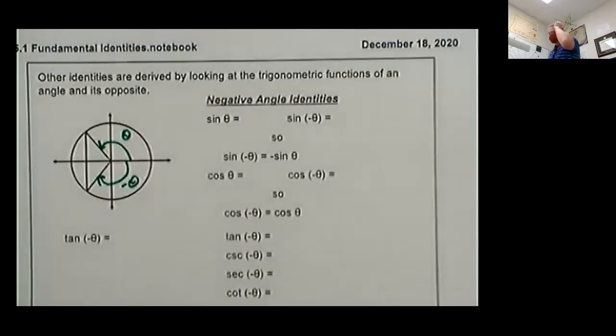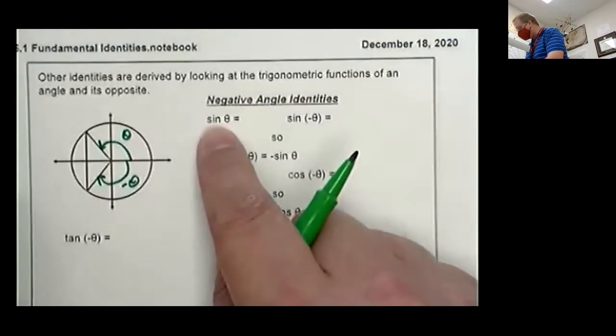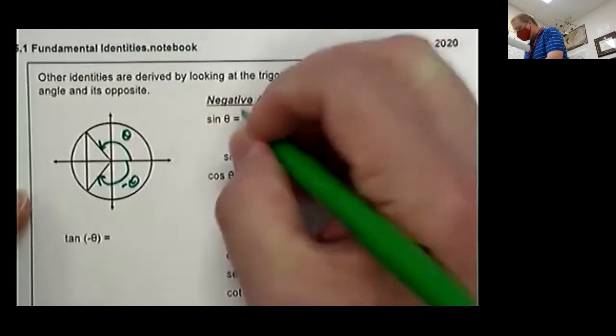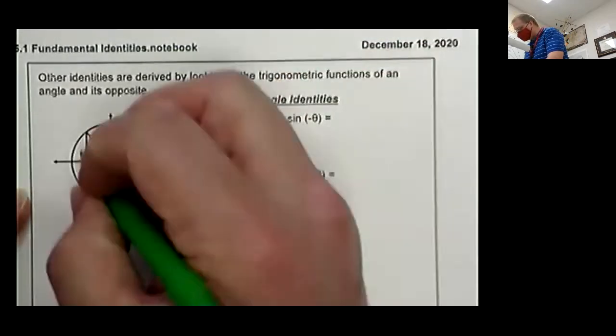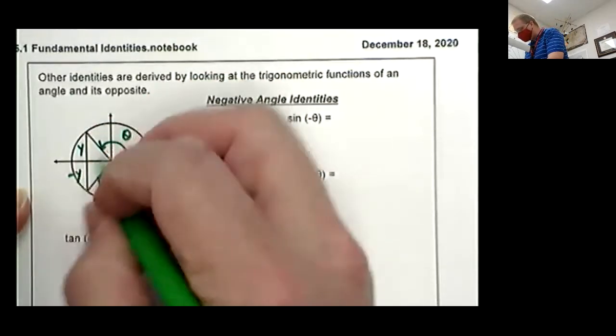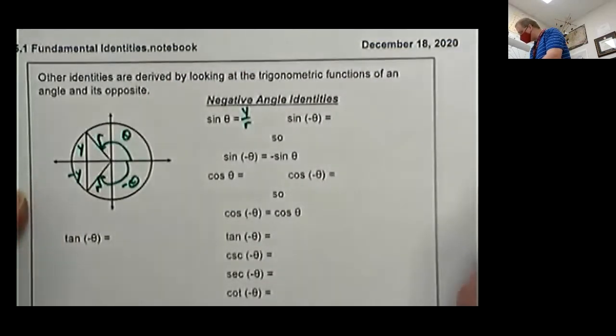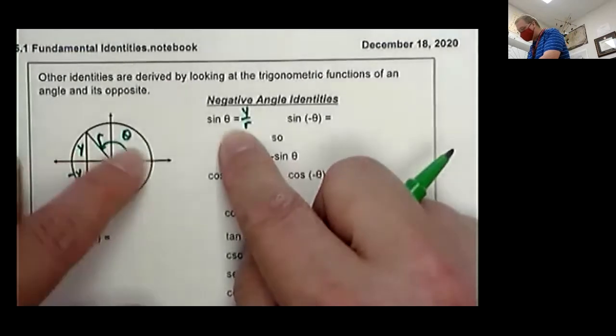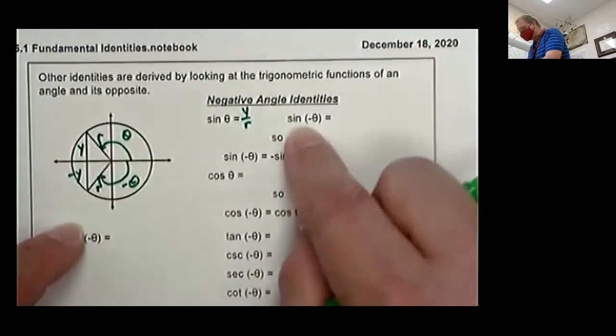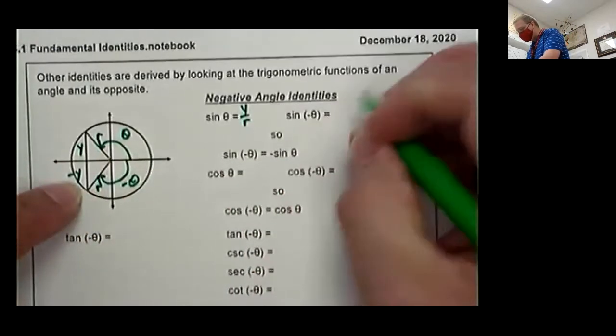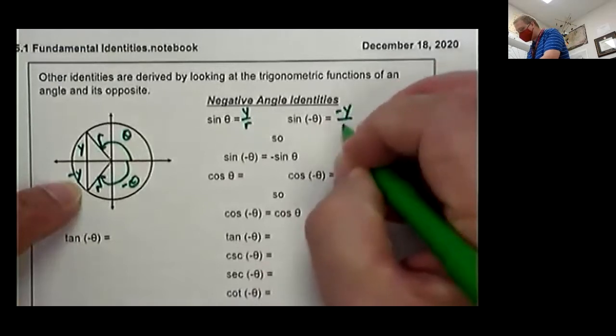And we want to see what happens for sine. Well, we know sine is y over r. And this is y. This is a negative y. R is the same. So for the positive theta it is y over r. But sine of negative theta is a negative y, because we have to be going down, over r.